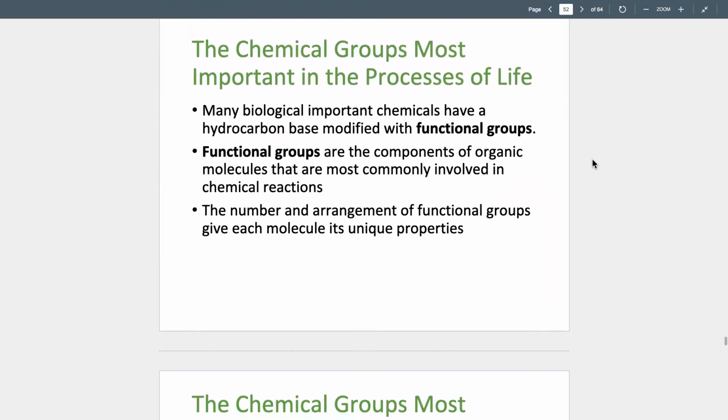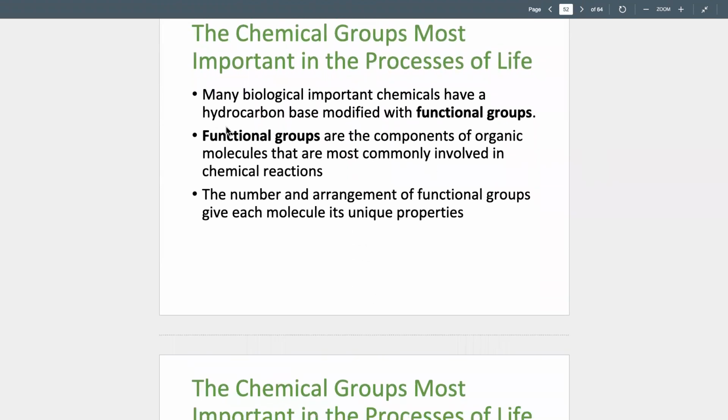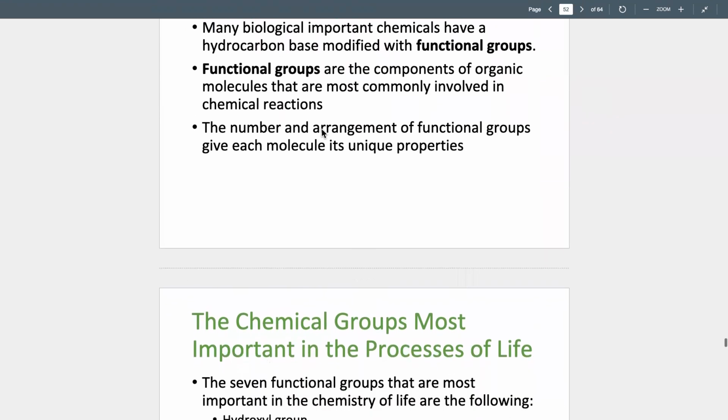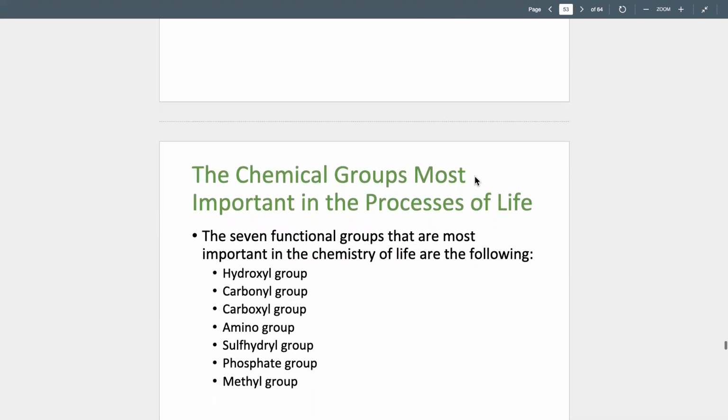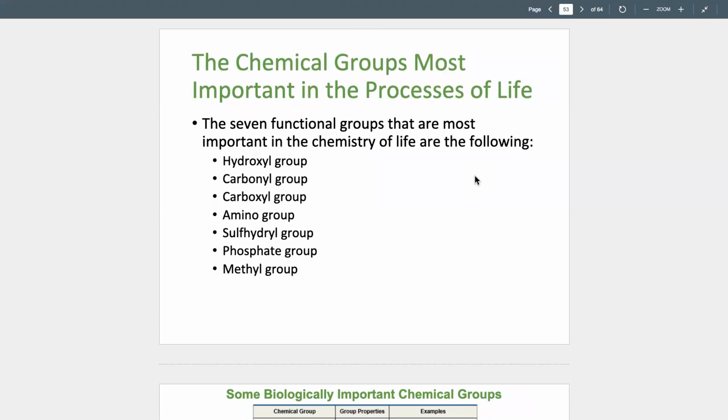The chemical groups most important in the process of life continued, and we basically said they're going to be modified with these. I think I accidentally put two slides in back to back. Sorry about that. And so let's just talk about a couple of these.